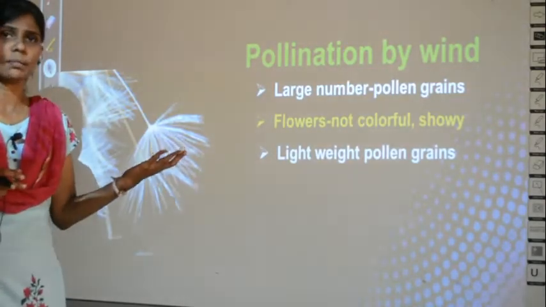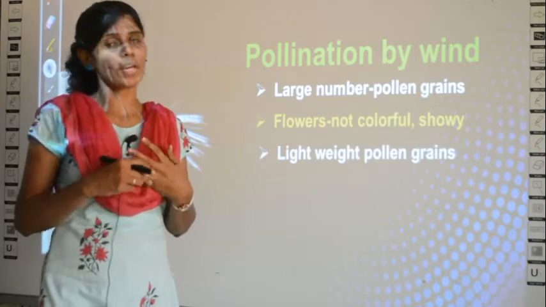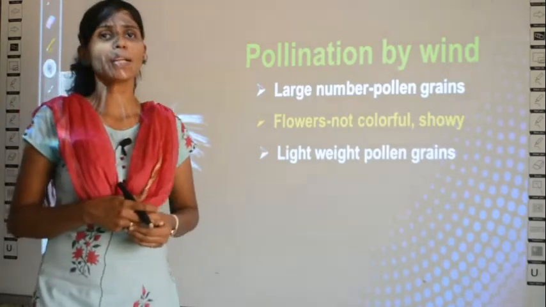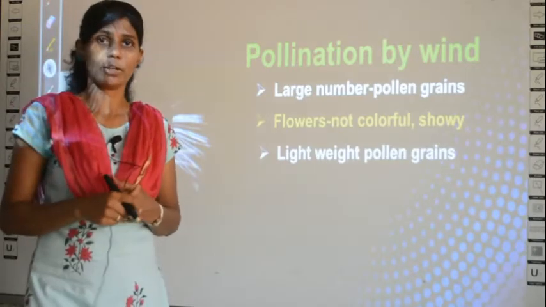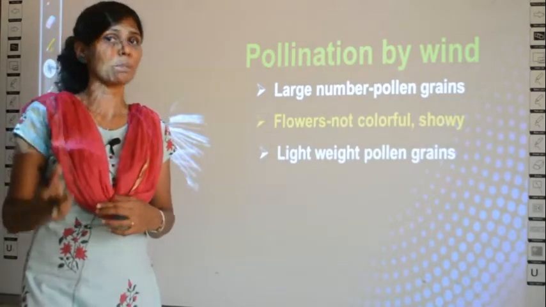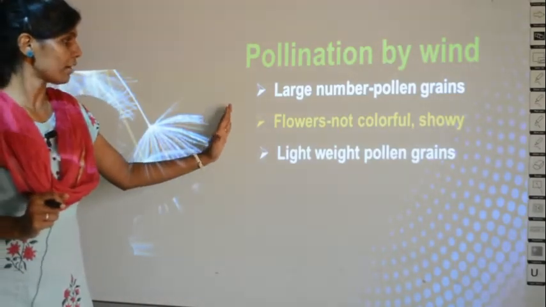Though large in number, in this type of pollination, most of the pollen grains are wasted, because we cannot expect that it correctly goes and sits on the stigma of another flower. If that is happening, then there will be pollination. Otherwise, there is no pollination in this type of flowers.